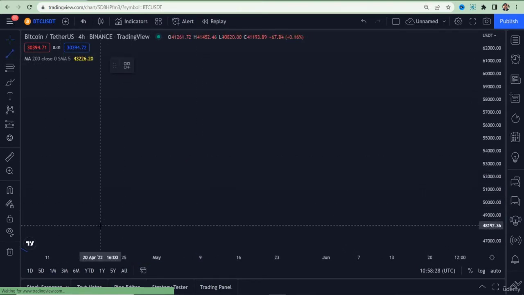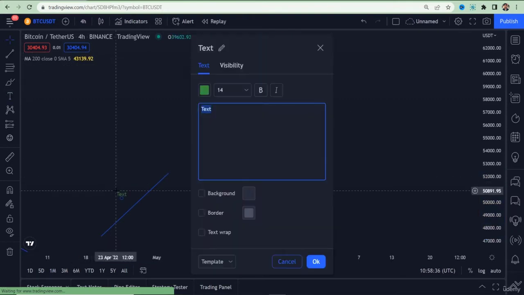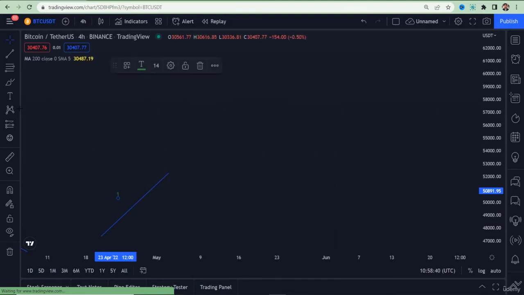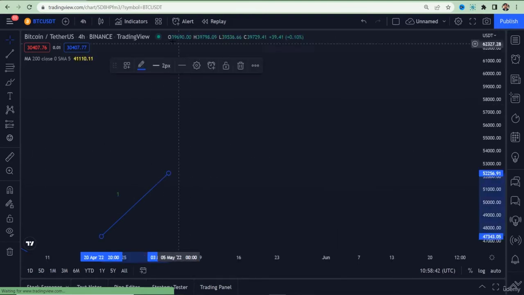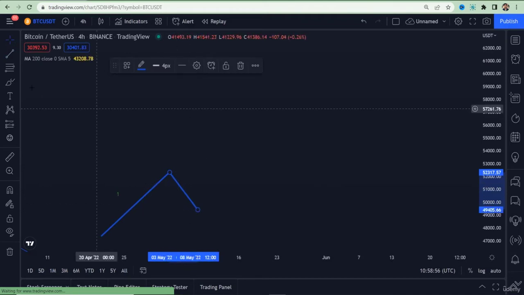The Elliott wave will always start from an impulse wave. We will call it wave 1. Write 1 here. And right after the first impulse wave, it would be followed by a correction wave, also known as wave 2.